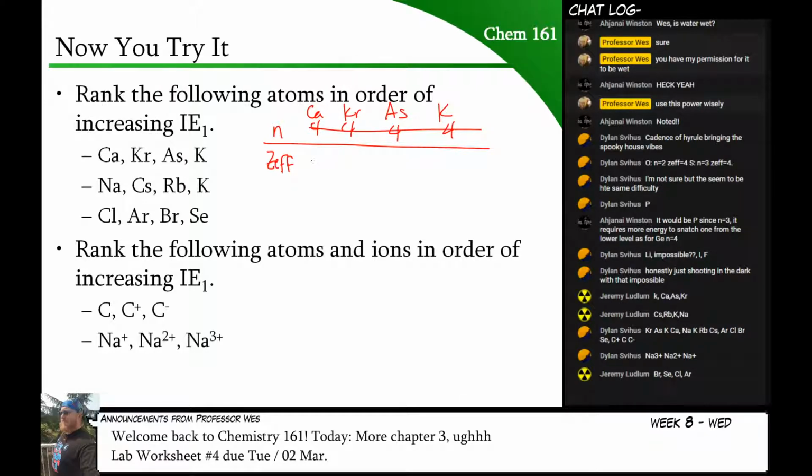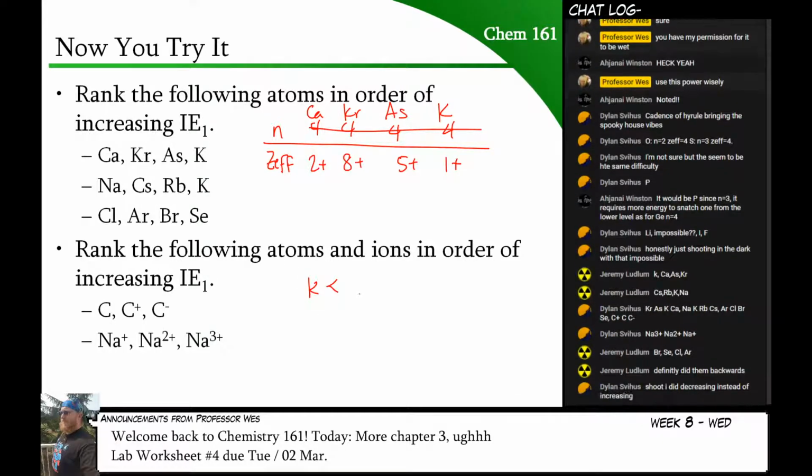But now, we can go to Z effective, and we can calculate Z effective for each of these. I don't know where arsenic is. 5? Yeah, 5. And that's really useful. We can arrange these by Z effective. So increasing ionization energy would mean that I want to arrange them from lowest Z effective to highest Z effective. So I'm going to just put my answer bank down here. So potassium is lower than calcium, which is lower than arsenic, which is lower than krypton.